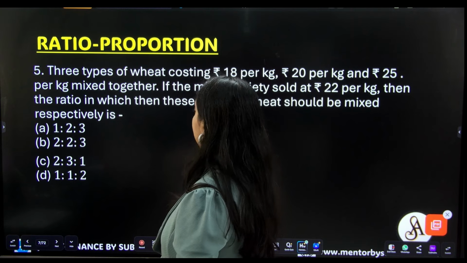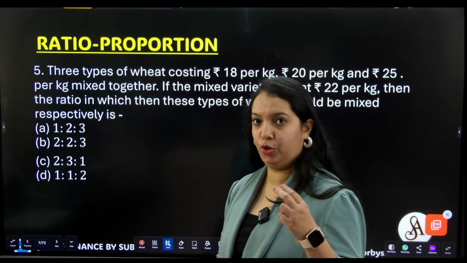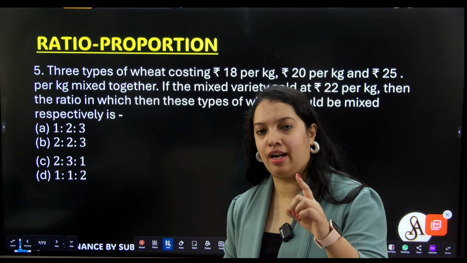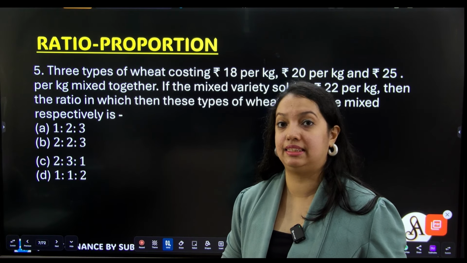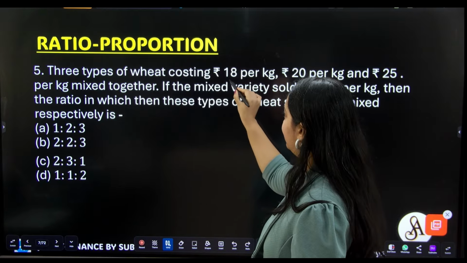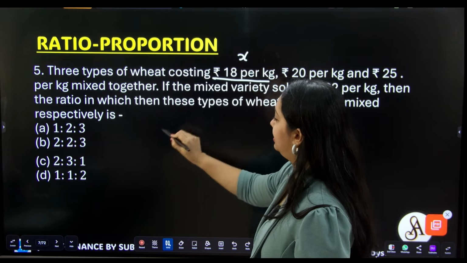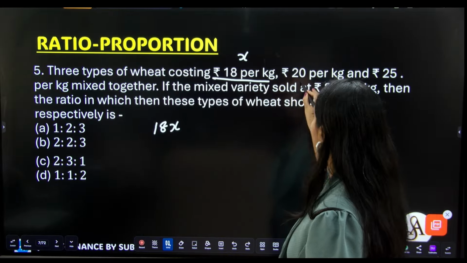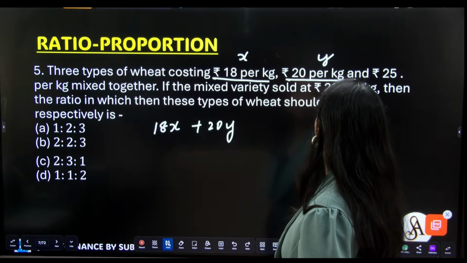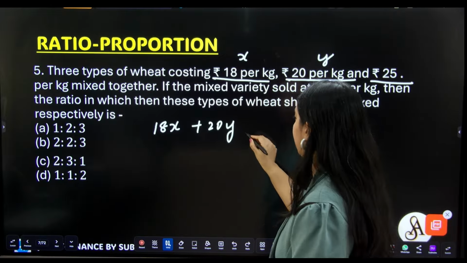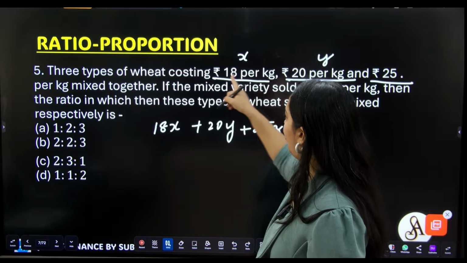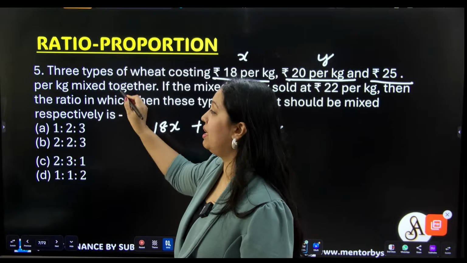This question is from rule of allegation. If only 2 terms were given, we would have applied that rule of allegation. I had taught the shortcut during the RTP series. But here, there are 3 things, 3 types of wheat. So, I will take this in terms of x, 18x. I will take this in terms of y, 20y. And I will take the next in terms of z, 25z. So, 3 types of wheat costing these per kg are mixed together.